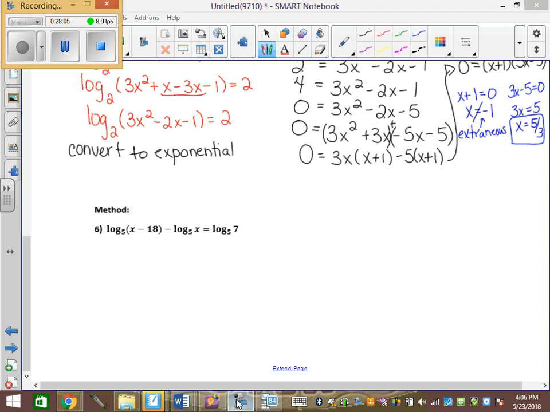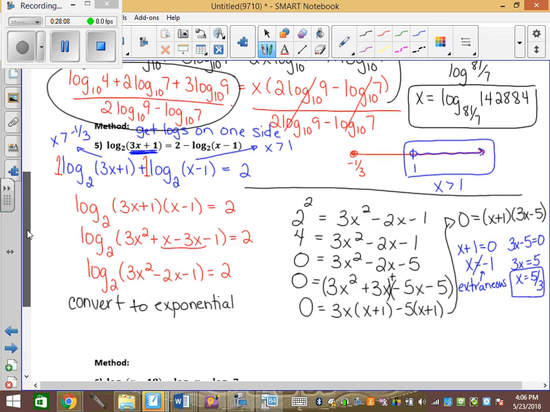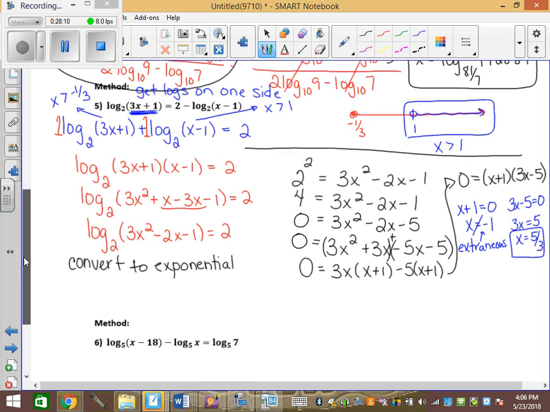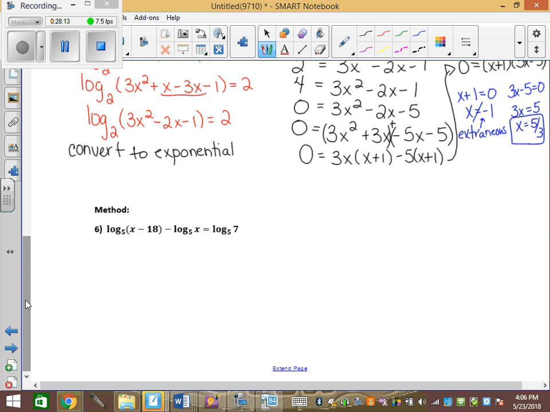The next one is different than the last one. The last one had 2 logs and a number. This one has 3 logs. When you have 3 logs, just get all the logs on one side together and all the logs on the other side together. Combine logs. We can because they all have 1s or negative 1s in front, and they're all base 5. So I'm going to put the logs on the left together. I get log base 5 of (x - 18) on the top because there's a plus 1 in front, and x in the bottom because there's a negative 1 in front of the log. And then here I have log base 5 of 7.